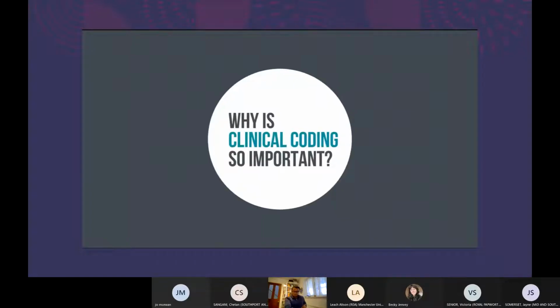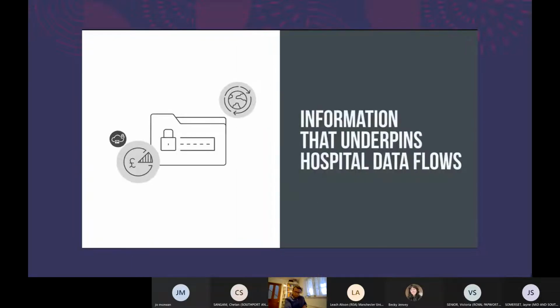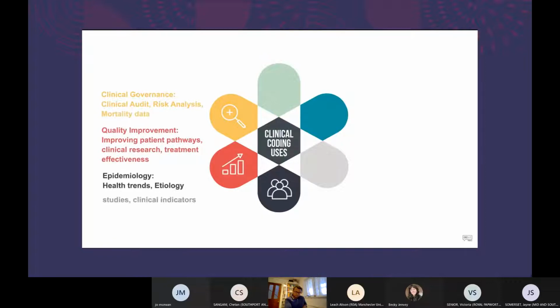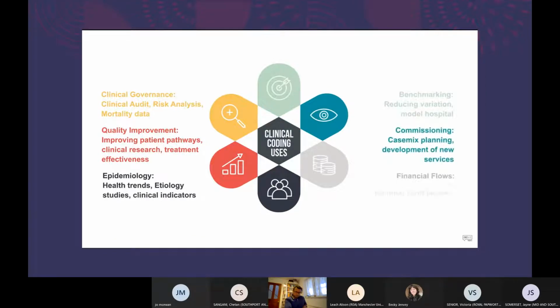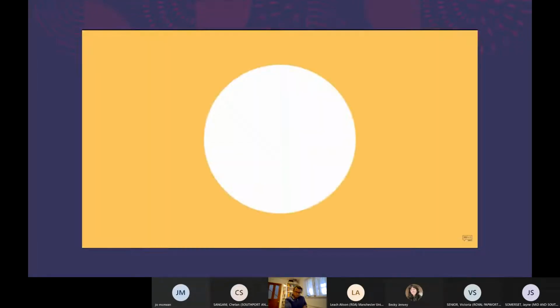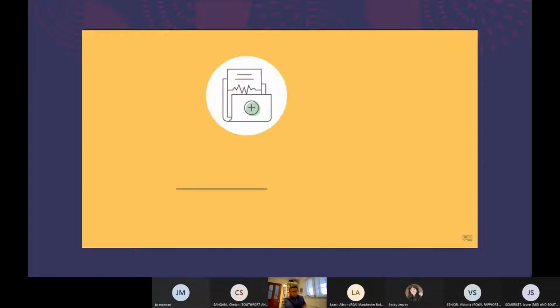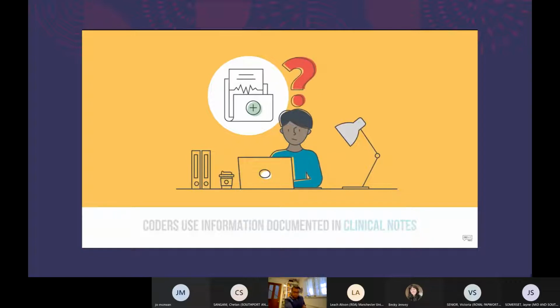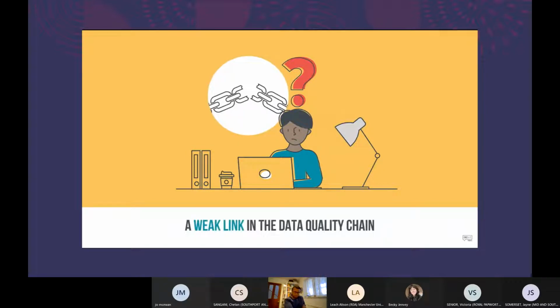Why is clinical coding so important? Clinical coding provides the information that underpins almost all the data flows within the hospital. It can be used for clinical governance, quality improvement, epidemiology, benchmarking, commissioning, financial flows. The challenge. Coders are only able to use information that has been documented in the clinical notes. Incomplete or unclear documentation has been repeatedly shown as a weak link in the data quality chain.